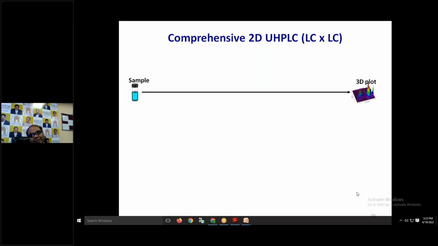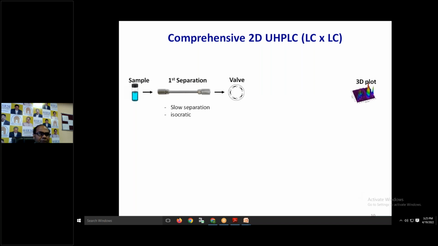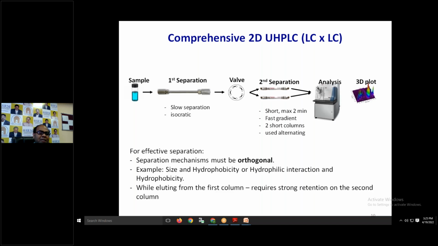So two-dimensional UHPLC. UHPLC means ultra high performance liquid chromatography. So this is the overall procedure, as you can see how it is happening. We take the sample. First separation is achieved through the reverse phase column, through a valve. The second separation happens, at a maximum of 2 minutes, because it is an MS technique. We generally use 2 short columns, and then we analyze.